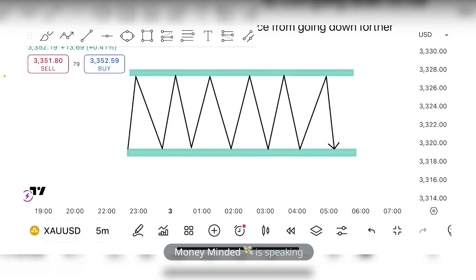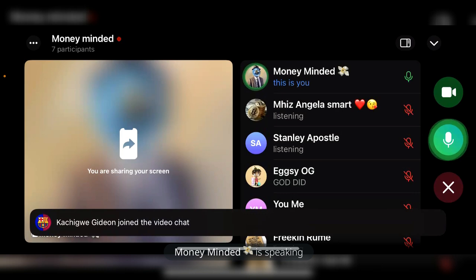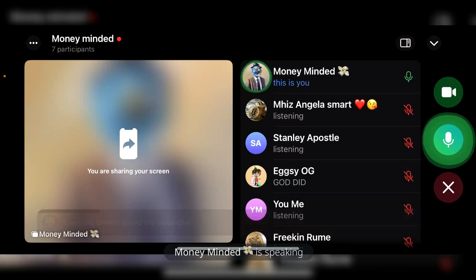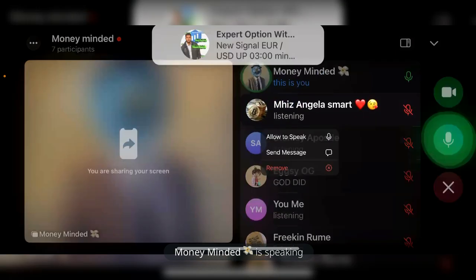So this is how support and resistance looks like. It is simply a price ceiling and a price floor. Price will land on the support, then you jump back up, then hit the resistance, you fall back down. You get? That is how support and resistance is.